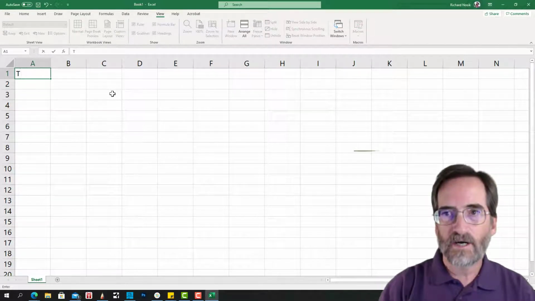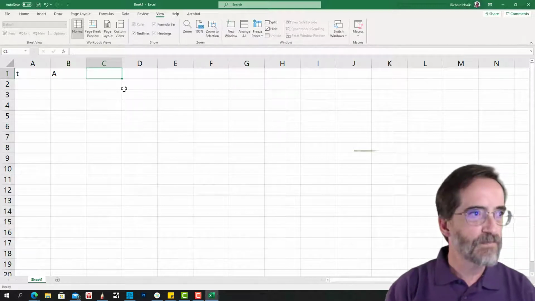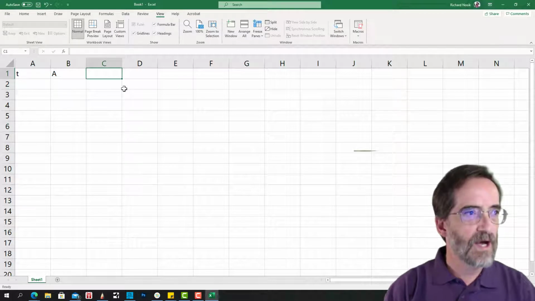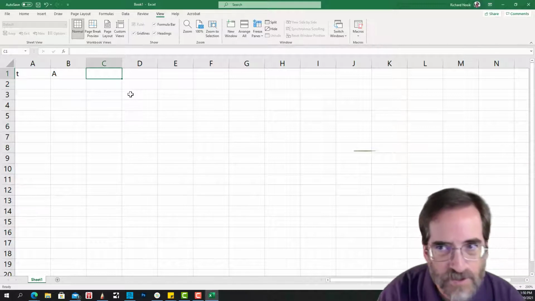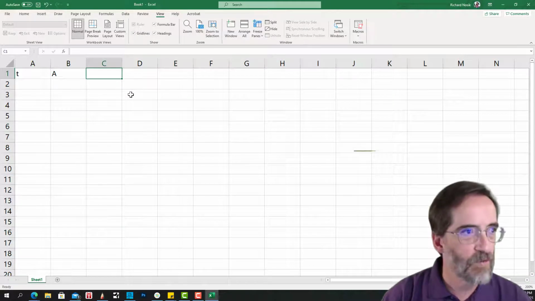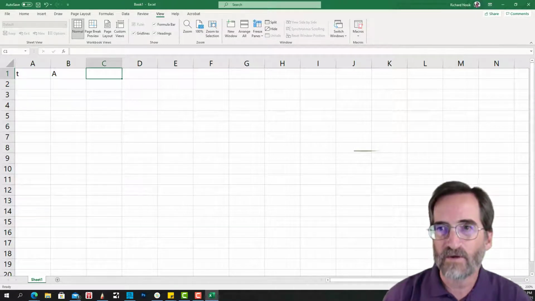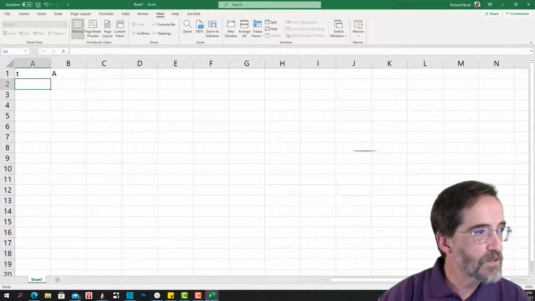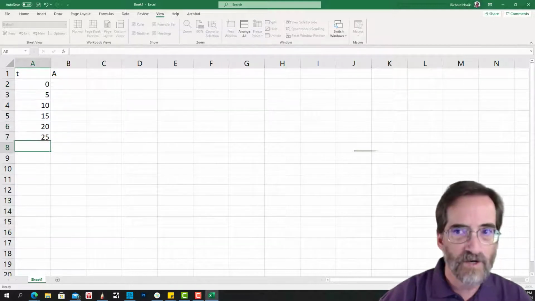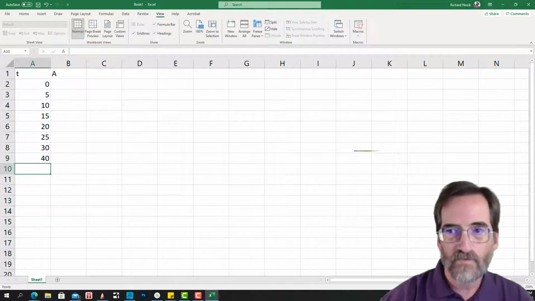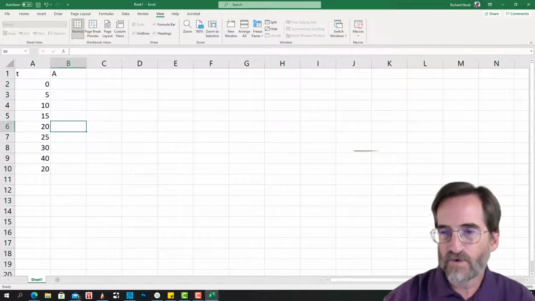We have time, and we have the amount in the account, and we have calculations. So really time and amount is all we need. It wants you to show the substitution in the values here. So we're going to enter 0, 5, 10, 15, 20, 25, 30, 40, and 50 years. We're kind of looking at the interest over time here.